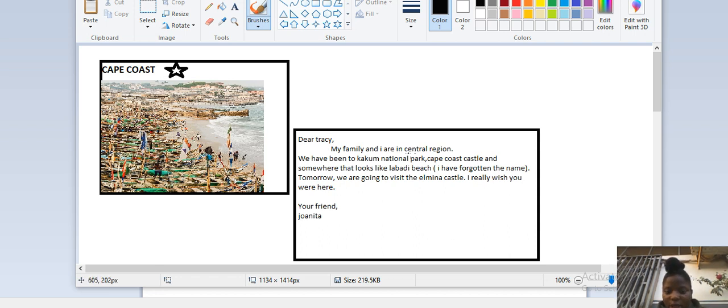So, dear Tracy, my family and I are in Central Region. We have been to, I'm taking it again so that you can take your time and spot the errors, because there are a lot of errors. A lot of things that are supposed to be capitalized have not been capitalized. This is not a spelling error thing. It's nothing else. All you're going to do is correct the errors concerning capitalization of letters. That's all you're supposed to do.